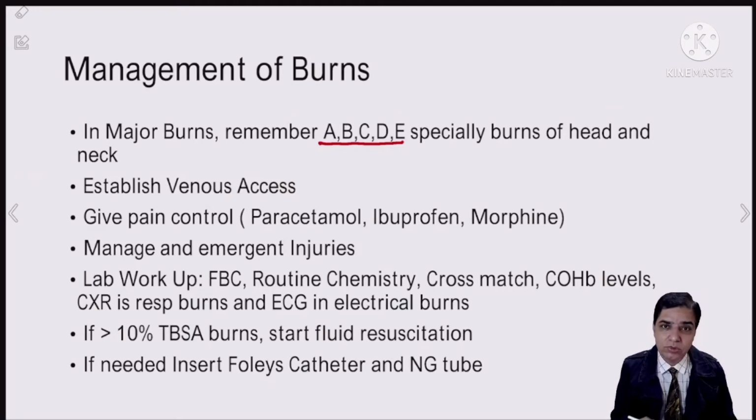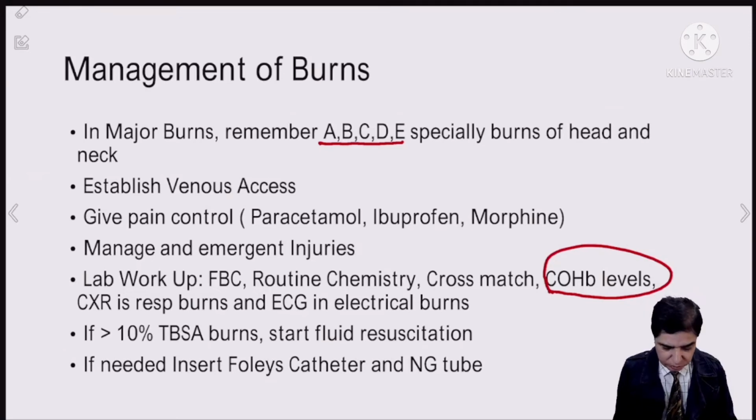At the same time, you have to check for breathing as well. If they have been in a hot environment, they might have inhaled a lot of carbon monoxide. So remember, you have to attach them to the monitor and look at the saturation levels. It's also very important that if they have been involved in a major fire, you check their carboxyhemoglobin levels, and remember, we have to take the corrected saturation levels.